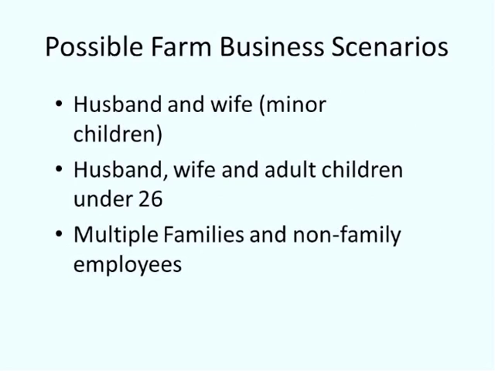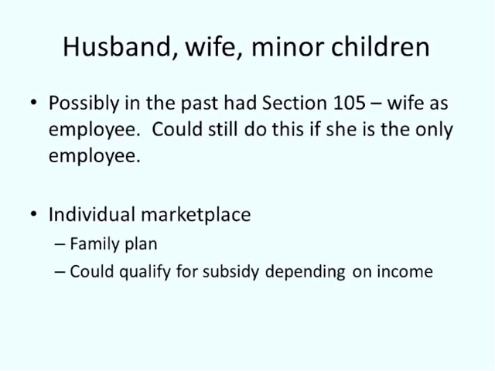So let's go through a couple of farm business scenarios, and we can talk about the options that are going to be available for each of these. Husband and wife operation with minor children, husband and wife and an adult child under 26, and then the multiple families and non-family employees. So we'll go through each of those.